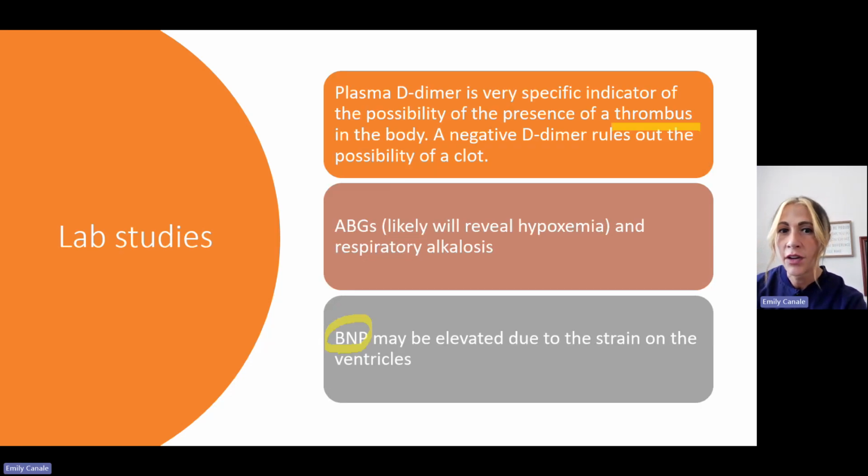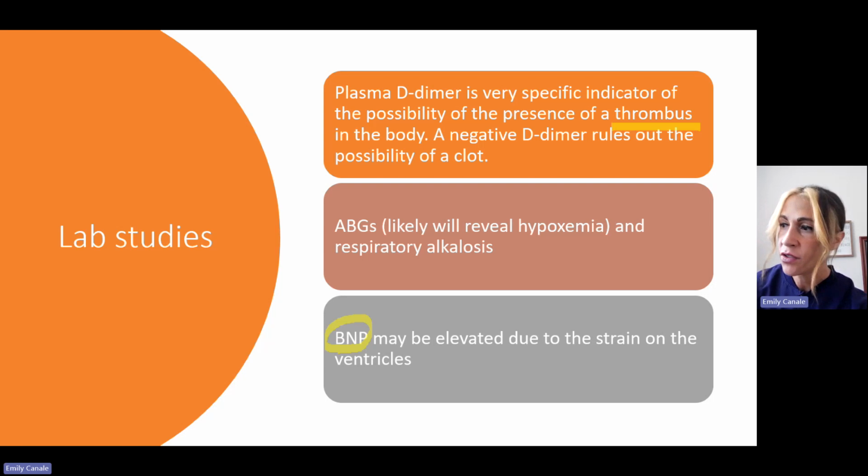Blood work wise, you're going to definitely do a plasma D-dimer. It's very specific to identify the presence of any sort of thrombus in the body. A D-dimer is like a fibrin from all that lysis, that breakdown that's going on, so you could see that. A negative D-dimer rules out the possibility of a clot. A positive one, though, is going to show that there is the presence of a clot and needs further testing. So that is the first blood test done when you suspect a pulmonary embolism at all.